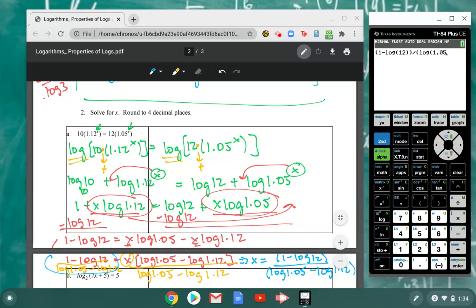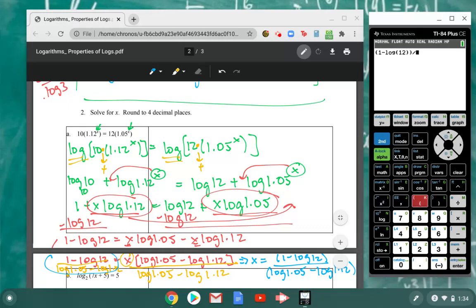1.05, let's go ahead and close that parenthesis. And then minus log, oh, shoot. Okay, I'll do it again. Parenthesis, 1 minus, parenthesis, 1 minus log, what am I doing? Oh, I know what I'm doing. I'm on my computer keyboard, so sometimes it just doesn't translate quite well. 1 minus log 12. There we go. Close the parenthesis. Close the numerator.